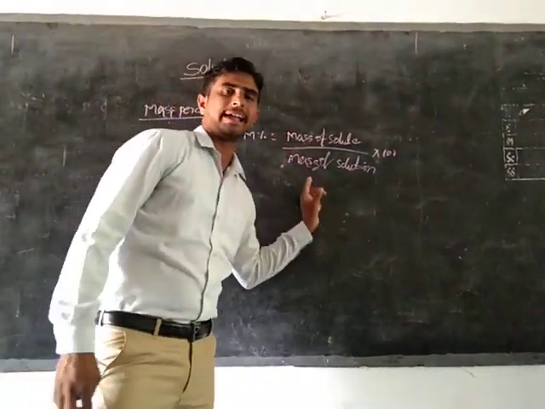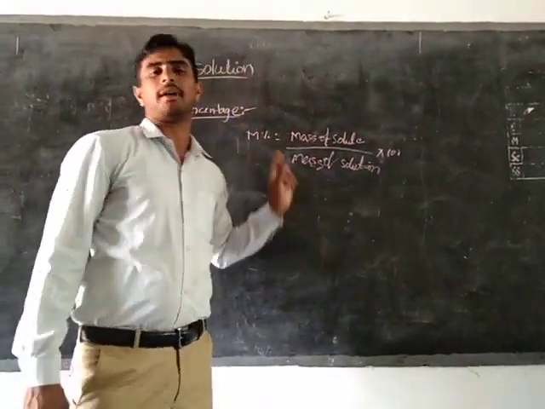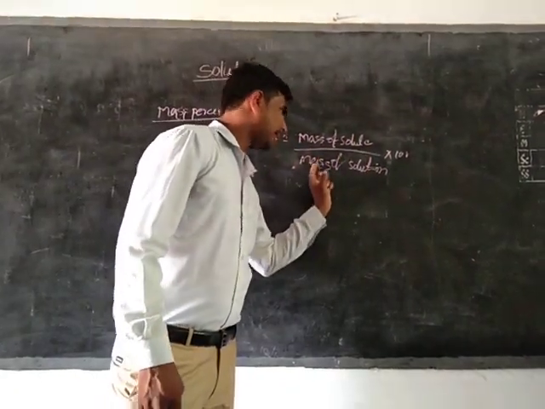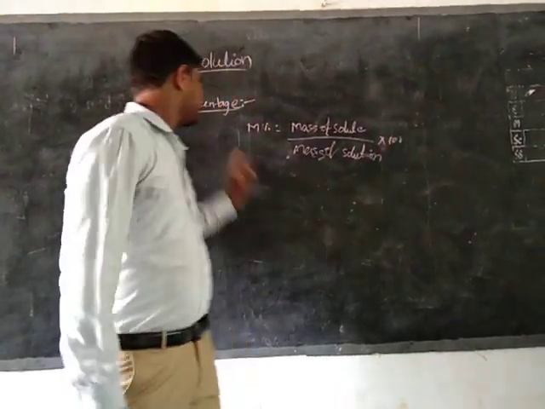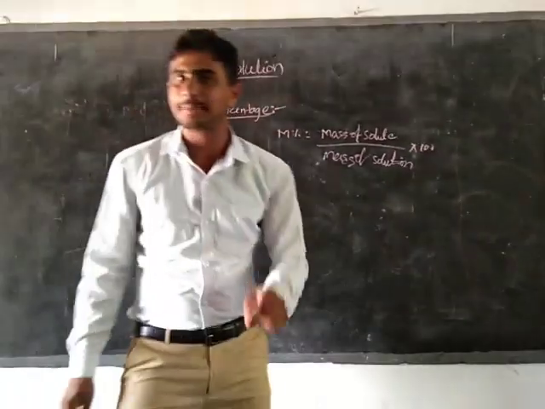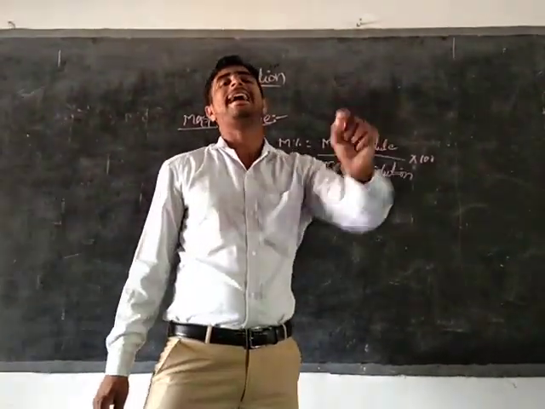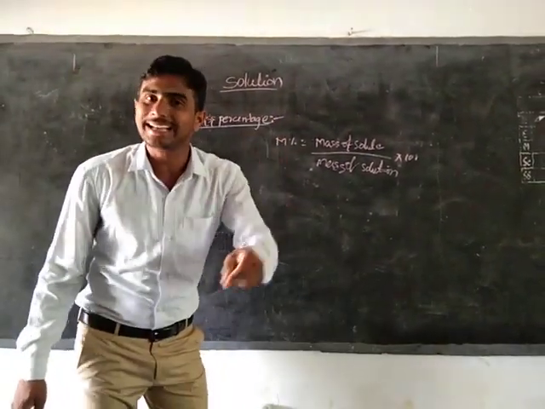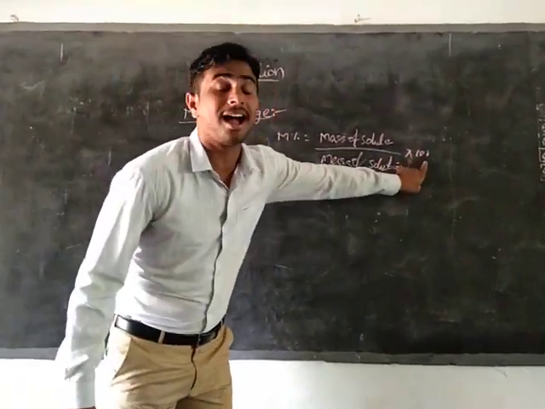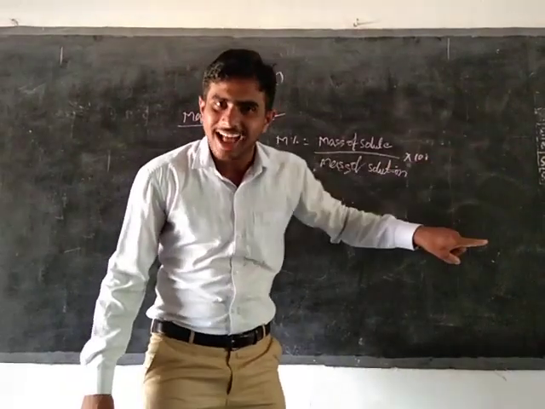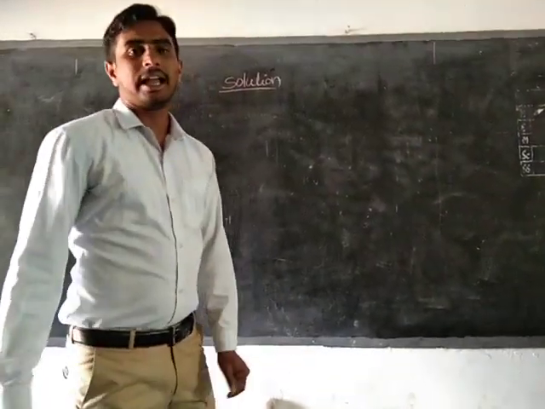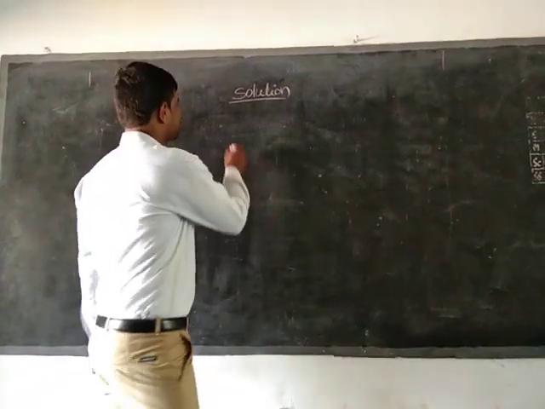Mass percentage equals mass of solute by mass of solution into 100. It is defined as the mass of solute present in 100 grams of the solution is called mass percentage. Next one, ebullioscopic constant.